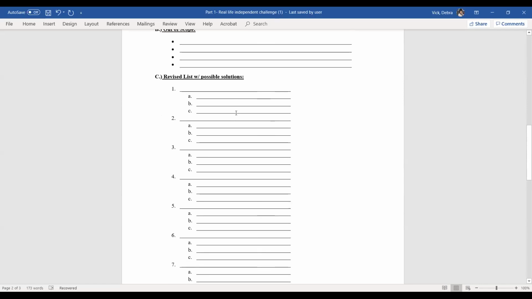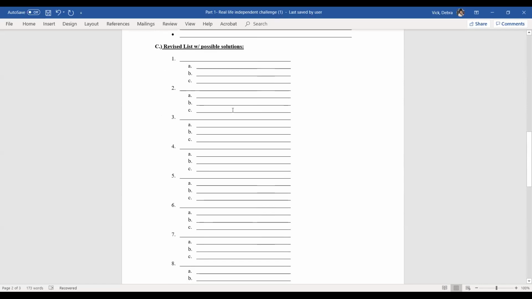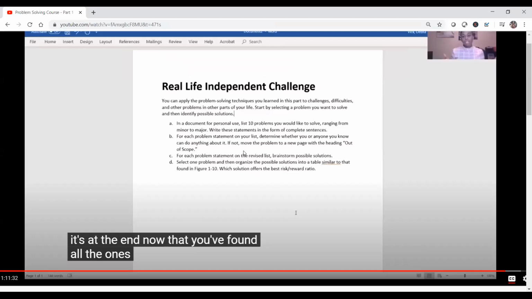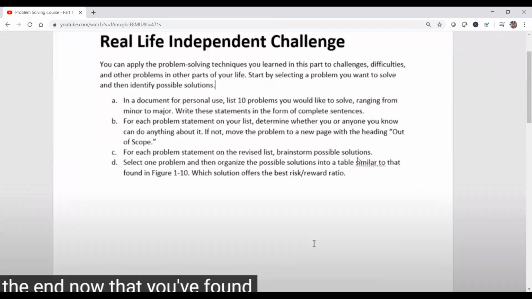Now, after you're done with that, you'll go to your part C. Now, your part C, we'll look at the directions again, so we make sure that we're sticking to that. You're creating possible solutions for the ones that you have remaining. So it says for each problem statement on the revised list, brainstorm possible solutions. Now, I had a student who told me, well, this is actually harder than I thought it was going to be, because I actually use real problems.